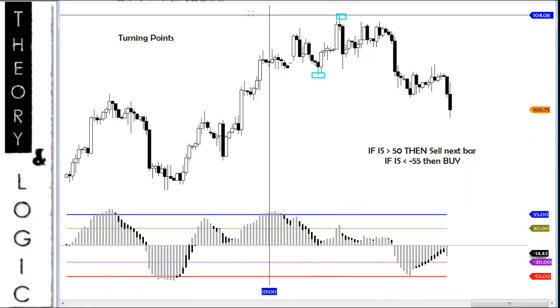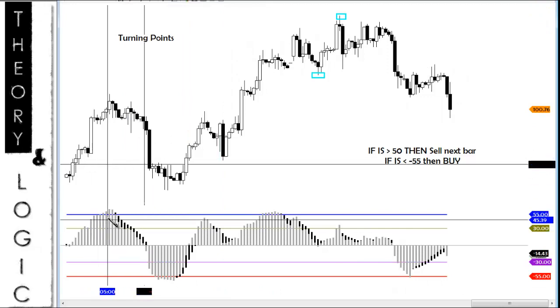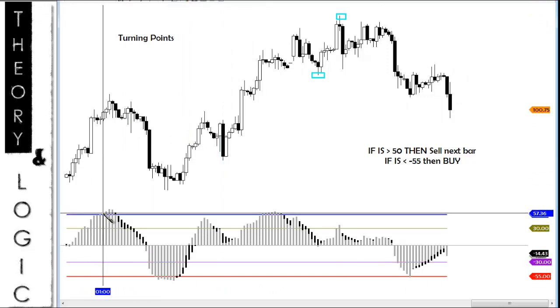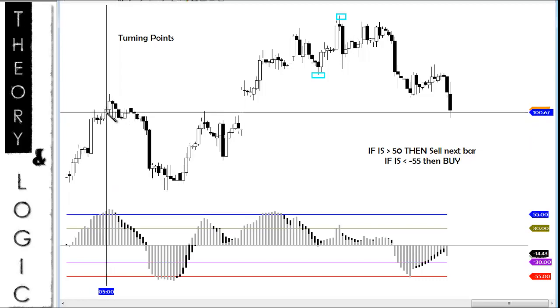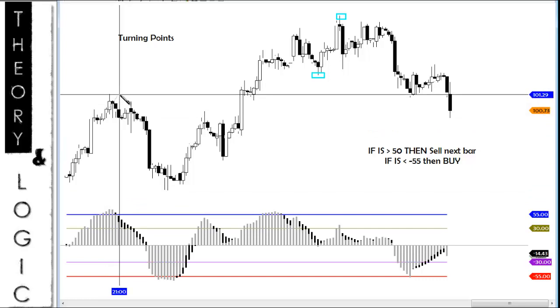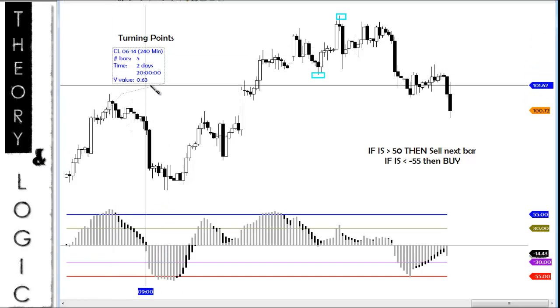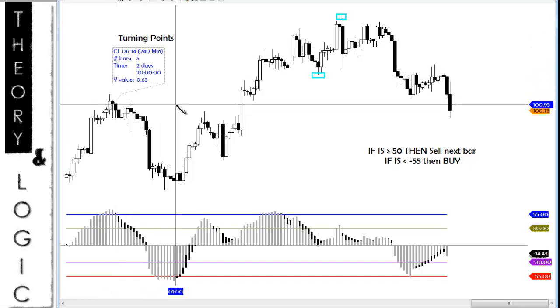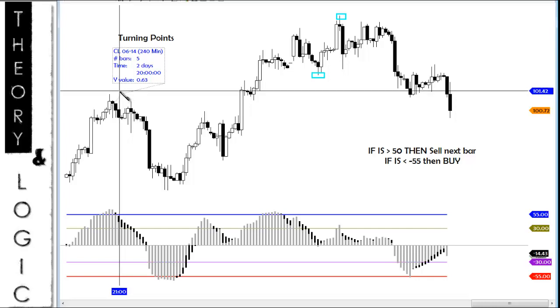So the first thing I do is I come in here, I grab the ruler, and I say, okay, right there's the first bar where at the close of the candle we closed above 55. So I would sell the open of the next bar. The first thing I do is I go to the highest high if I'm short, and I see that the market went 63 ticks in my face. So it moved against me 63 ticks.